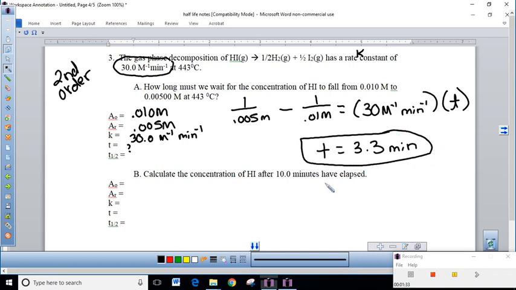All right, part B. B says calculate the concentration of HI after 10 minutes. So 10 minutes has gone by. So our original concentration apparently is still this. We're looking for that remaining amount. I wanted to do this one because you're going to see X is going to end up on bottom. So it's just algebra. That's all this is, just algebra. 30 molar negative 1, minute to the negative 1. And minutes is good. So 10 minutes.